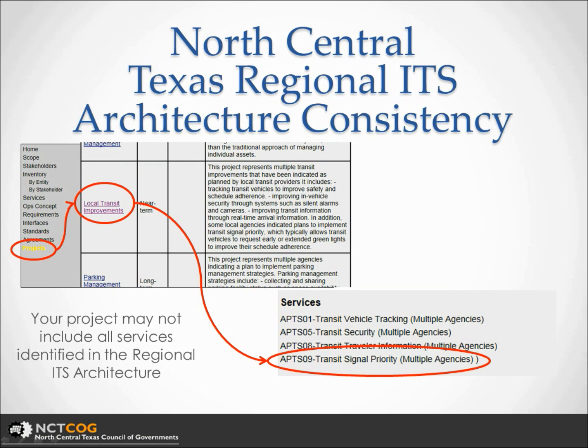Under the project, a list of services are provided. In this case, the service Advanced Public Transportation Systems 09, APTS 09, Transit Signal Priority, is the service that this system will be providing.